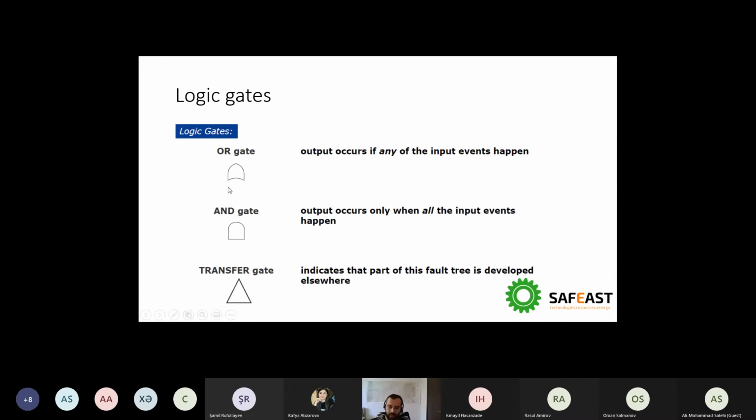And the AND gate happens when all the input events happen. So the first one and second one and third one. So if there is an AND gate, it means that all three shall happen so that the event can happen. And specifically for big logic trees, you will see this triangle, which means the transfer gate. It just indicates that there is no operation on that. It just indicates that part of this fault tree is developed somewhere else because of the size.